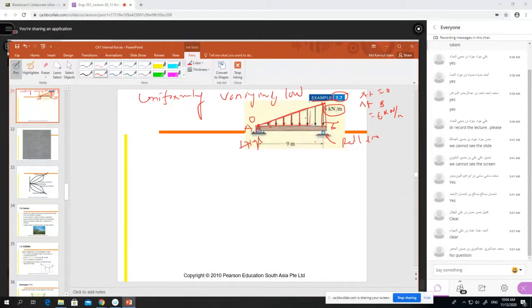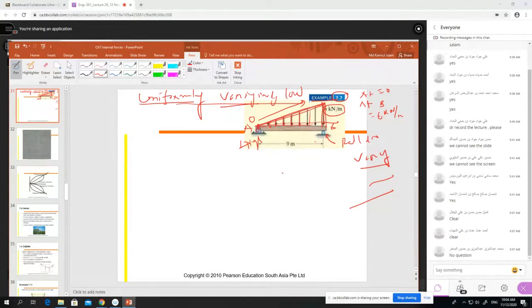So from A to B, our load is increasing. But how is it increasing? Uniformly. Varying means changing. Do you know the meaning of vary? Varying means it is changing. So this change is uniform. That's the name, uniformly varying load. Finally, it makes a triangular shape.